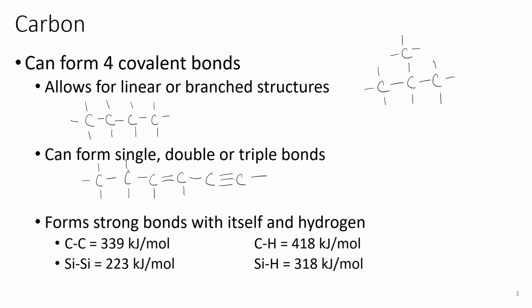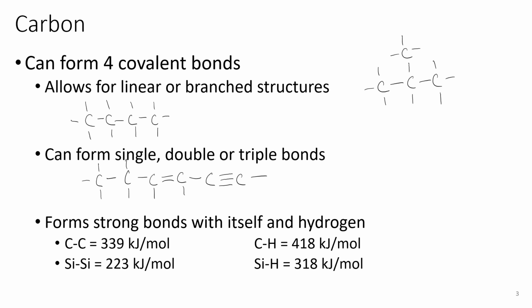Carbon also forms very strong bonds with both itself and with hydrogen, which is one of the reasons why we have so many carbon-based compounds. So just to give you an example here, a carbon-carbon bond is about 339 kilojoules per mole of energy, where silicon, which is directly beneath carbon on the periodic table, if we bind 2 silicons together, is only 223 kilojoules per mole for the energy. So carbon-carbon bonds are very strong in comparison to other atoms in the same group.